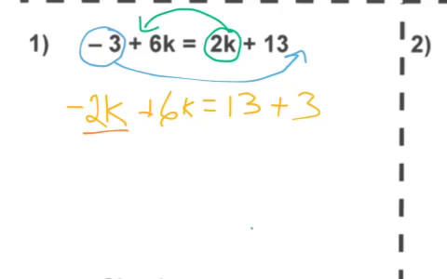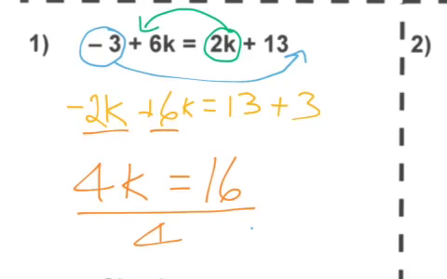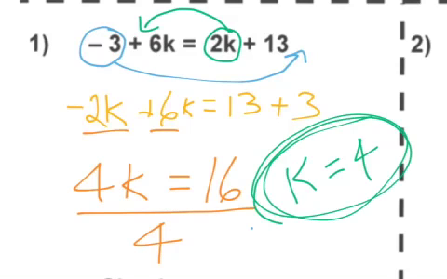So now we can combine, and we have a -2 plus 6, which would give us a 4k, is equal to 13 plus 3, which is 16. Divide everything by 4, and my k would then be equal to 4. Positive, didn't have to worry about any negative signs really messing us up. So not too hard, right? Let's look at another example.